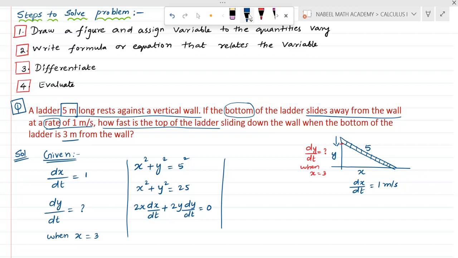The 2 is common. So I will move this part here, because I want to find this part, the dy over dt. 2y dy over dt equals minus 2x dx over dt. What cancels here? The 2 with the 2 cancels.